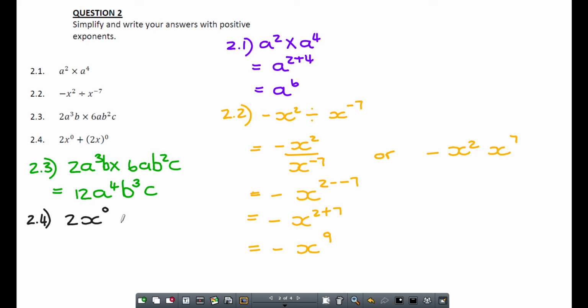2x to the power of 0 plus 2x in brackets to the power of 0. Okay, so let's stop there. Anything to the power of 0 will be 1. So does that to the power of 0 apply to this 2? No, ma'am. So that will become 2 and then actually times 1. But do we have to write it? No, ma'am. So it's just 2 then. Plus, and then over here the 2x is in brackets. So that to the power of 0 applies to the whole bracket. So that whole thing will be 1. So my answer there will just be 3.